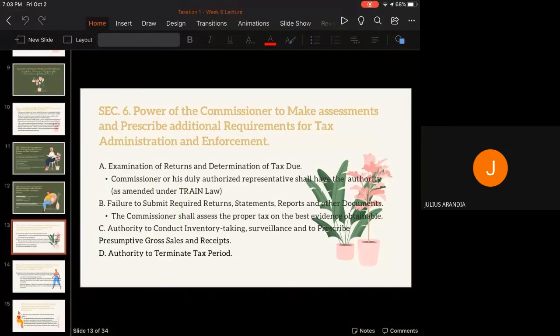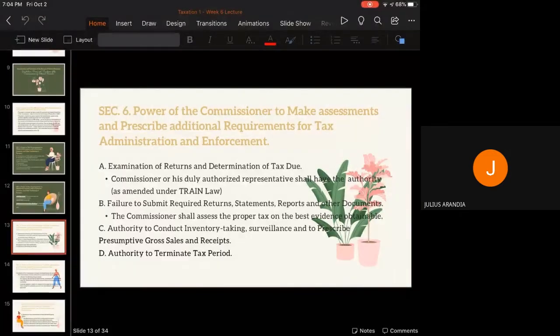So in case a person fails to file the required tax return or other documents as prescribed by law, or he willfully or otherwise files a false or fraudulent return, it's the duty of the commissioner to amend or to make a new return based on the best evidence obtainable, for the assessment of the amount of proper tax to be paid by the taxpayer.